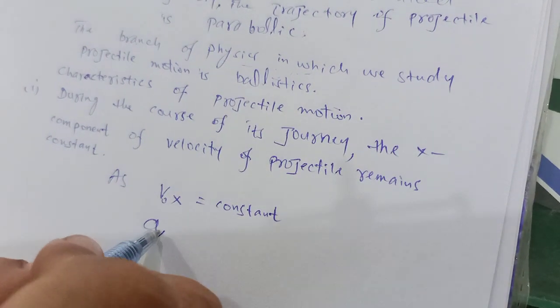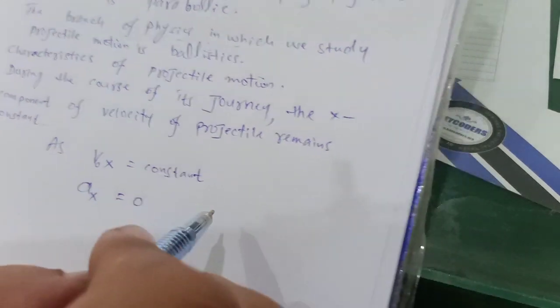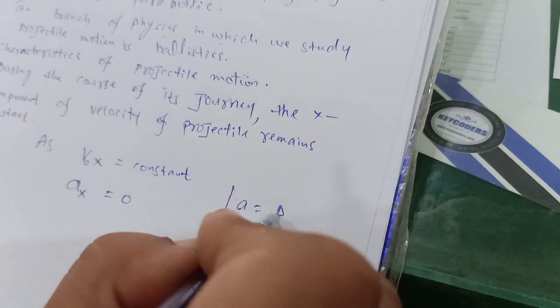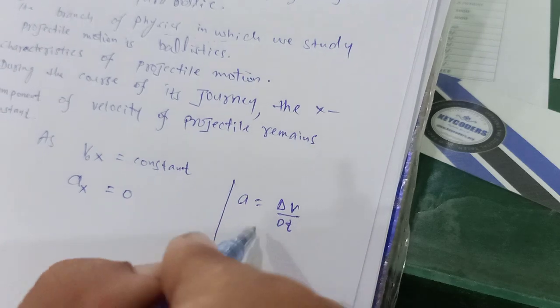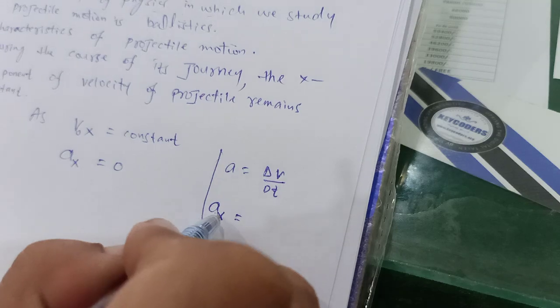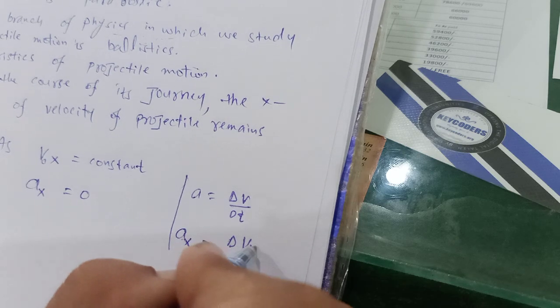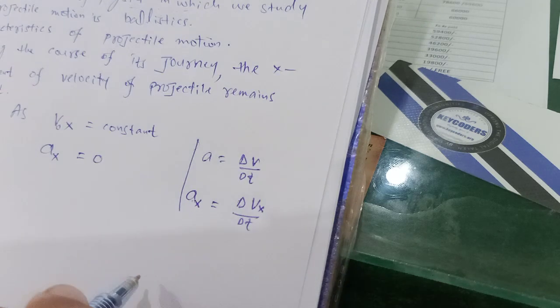So the x component of acceleration will be zero. That is, by definition of acceleration, we say that rate of change of velocity is called acceleration. Now, as far as the x component of acceleration is concerned during projectile motion, it will be the rate of change of velocity in the x-axis with respect to time.